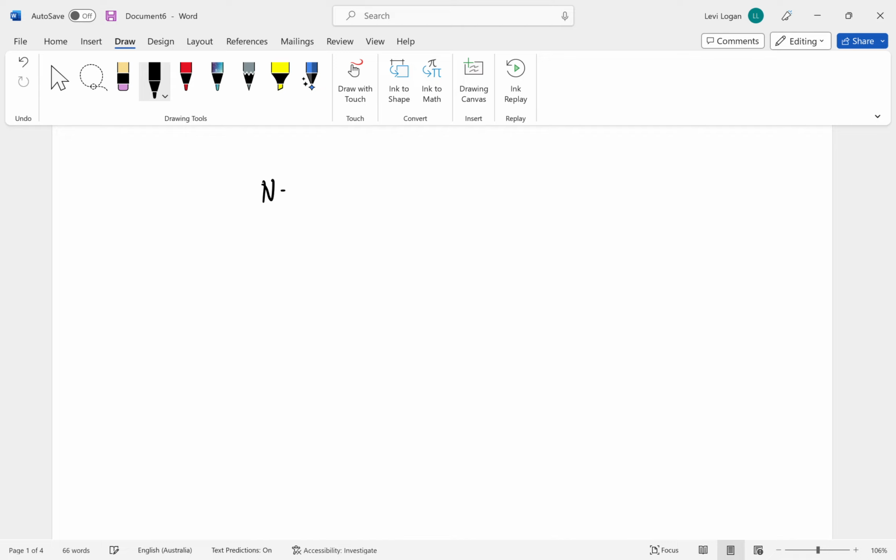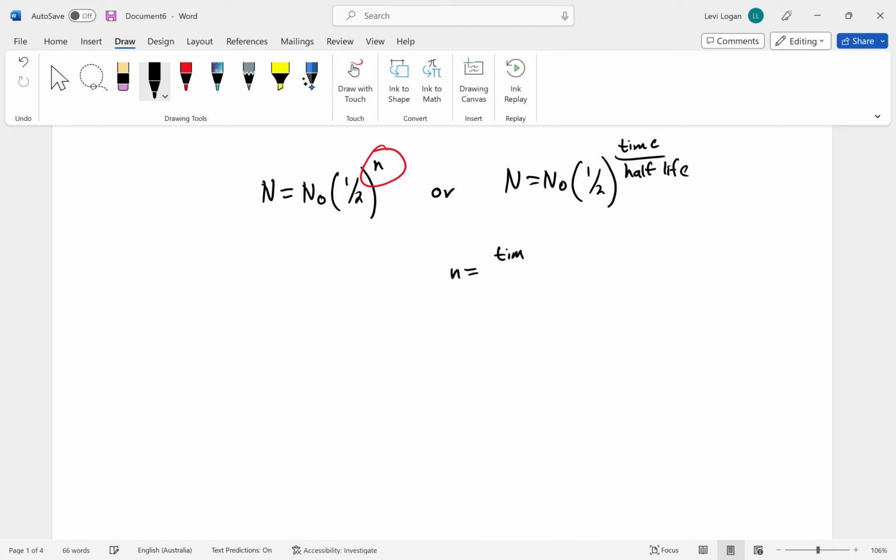So we have N equals N0 multiplied by half all to the power of n. Or, the better way to write it is N equals N0 multiplied by half all to the power of time over half-life. So you may see this symbol in your books, this n. The n is basically the time divided by the half-life.